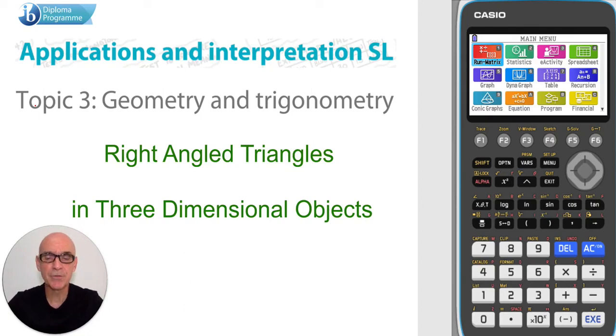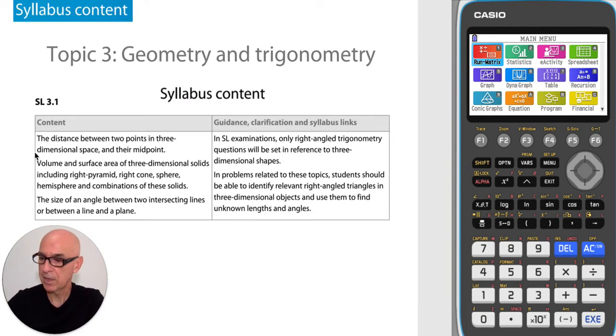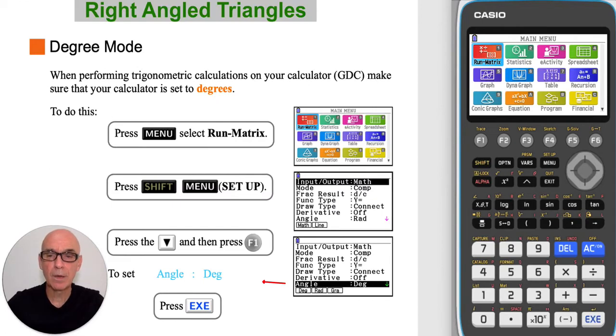Hello, this video is on right-angled triangles, specifically right-angled triangles that occur in three-dimensional objects, as shown here in the syllabus. When performing trigonometric calculations on your calculator, make sure that your calculator is set to degrees.